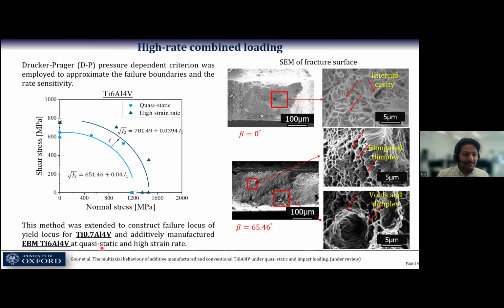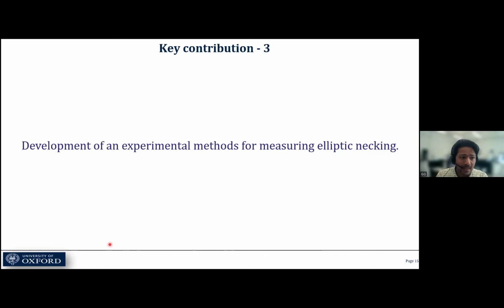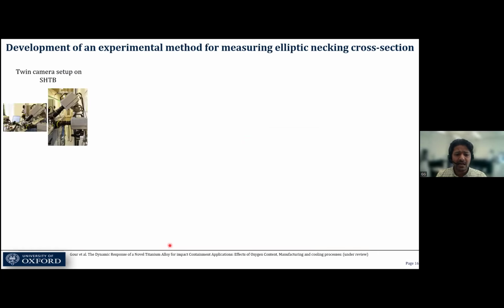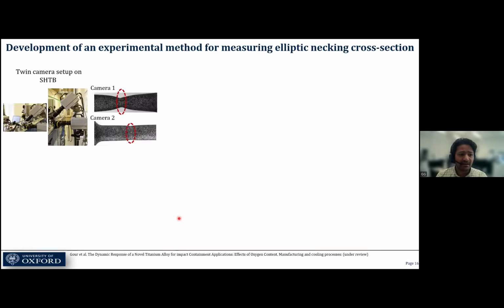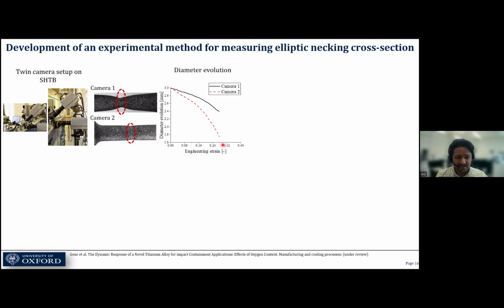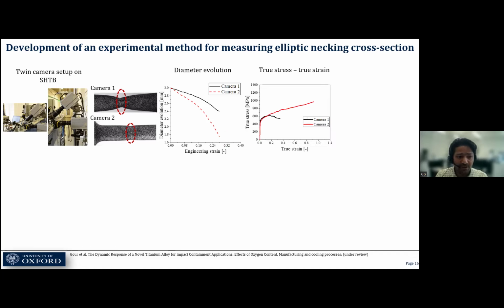This particular method I extended to construct the failure locus for multiple titanium alloys, which are reported for the first time in the literature. In the final section of the thesis, I also worked on an experimental method to measure the elliptic necking cross section. For that, I used a twin camera setup employed on the split Hopkinson bar. As you can see, both cameras give different diameter evolutions, clearly indicating the anisotropy that exists in the material. Based on these two, we get two largely different stress-strain curves.